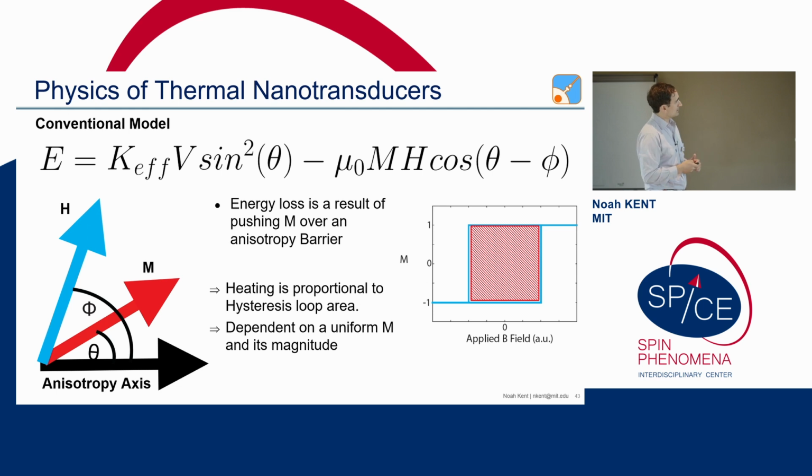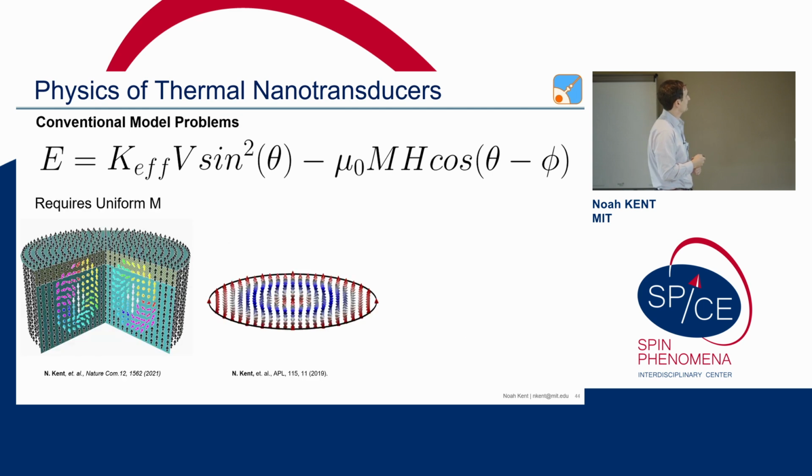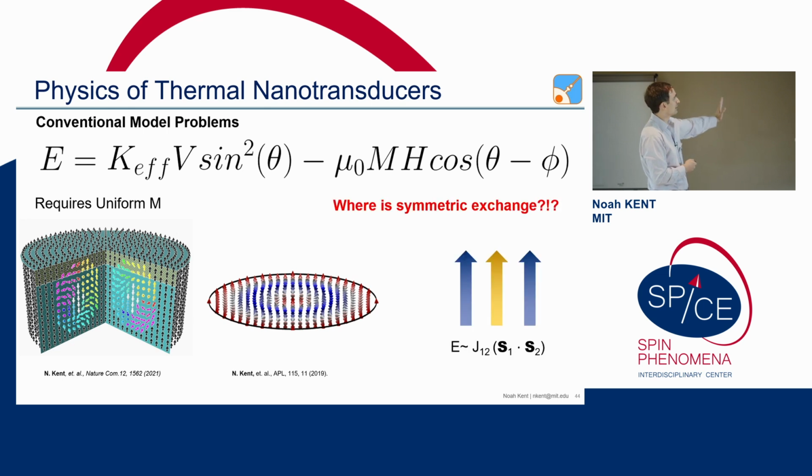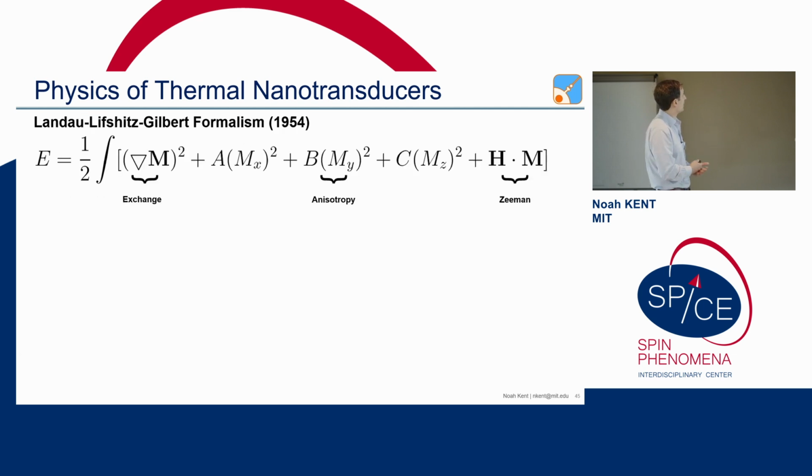So great. I have some problems with this. The first problem is that it requires uniform M. This whole conference is about non-uniform magnetized materials, so that's really a big problem. And also, where's symmetric exchange in this? What's the role of symmetric exchange in the heating in magnetothermal nanotransducers? That's really, really important, right? That's what makes a magnetic material a magnetic material.